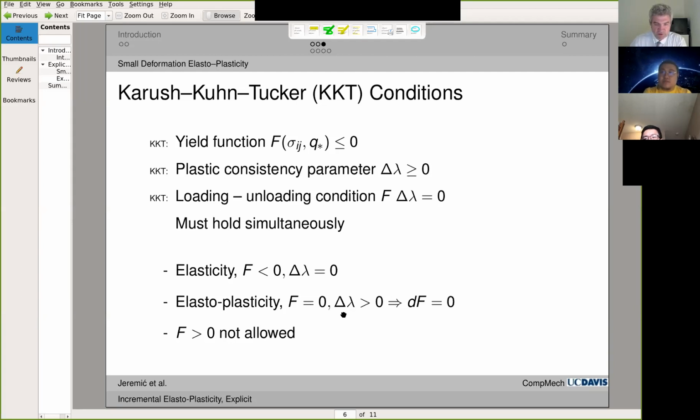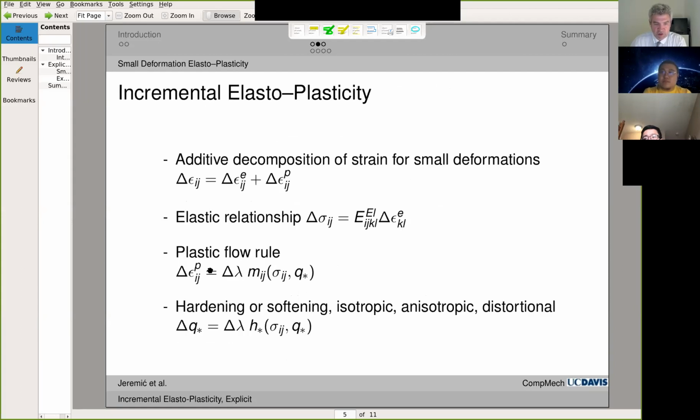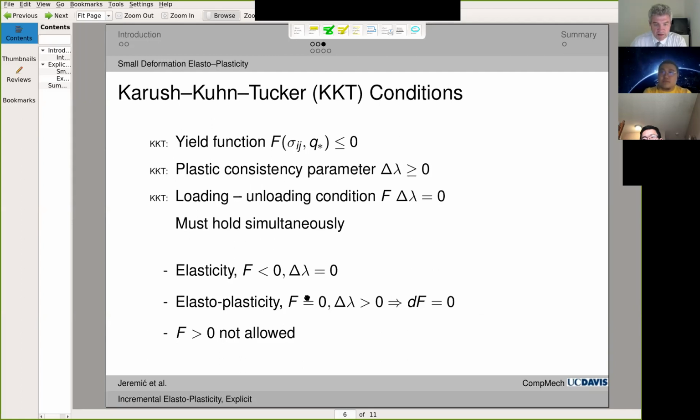If F is equal to 0, delta lambda has to be greater than 0. Going one slide back, that means that you do have plastic strains and you do have some hardening, softening that is happening to the material. Going forward, again, if material is elastic plastic, yield function equals 0, delta lambda is greater than 0. What follows from this too is that if material is elastic plastic, any increment in yield function is not allowed, it has to be equal to 0. And this is the condition that's used to derive the actual elastic plastic explicit solution.